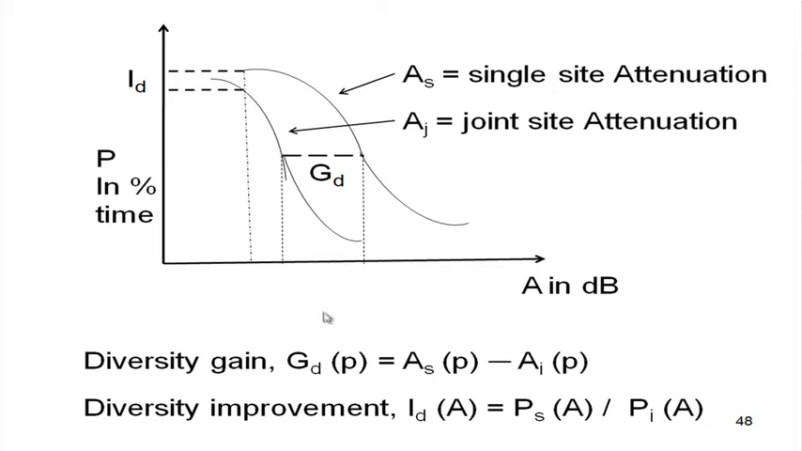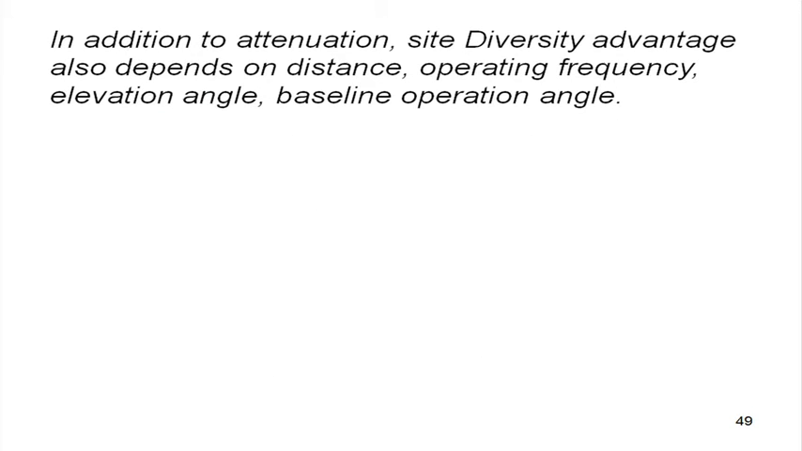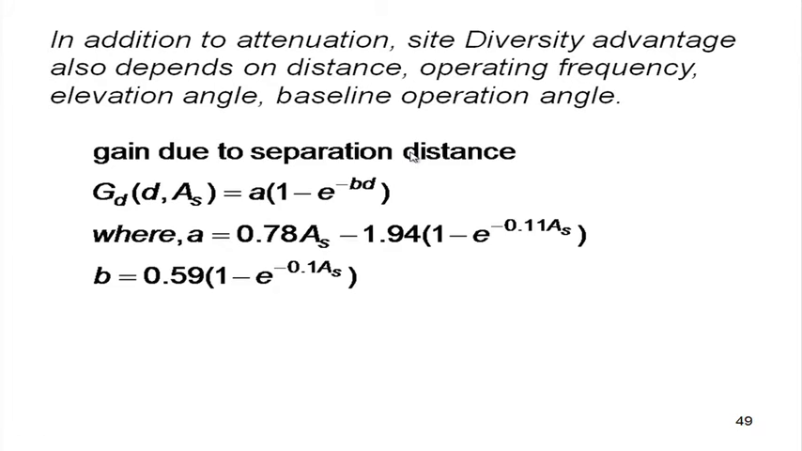Now these are modeled by ITU, and I'll show you a very quick thing just for information. I'll give you some example also. In addition to attenuation, site diversity advantage also depends on the distance, operating frequency, elevation angle, baseline operating angle, etc. Each of them is modeled.